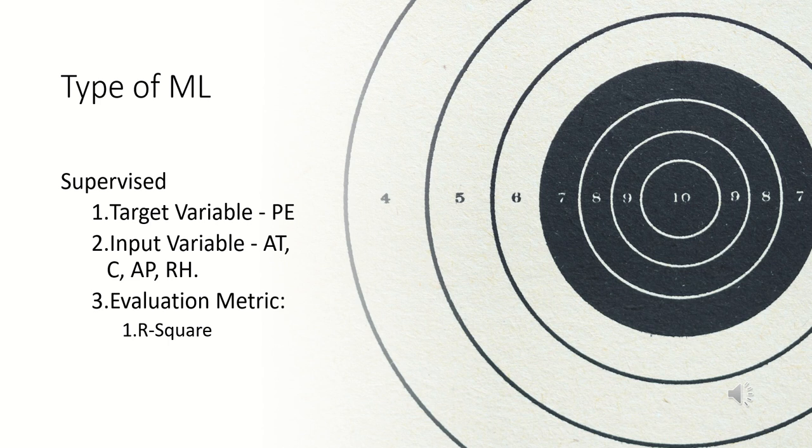To evaluate the performance of the model, we'll be using R square as the initial metric. R square measures the proportion of variance in the target variable explained by the input variables. A high R square indicates a better fit for our model.